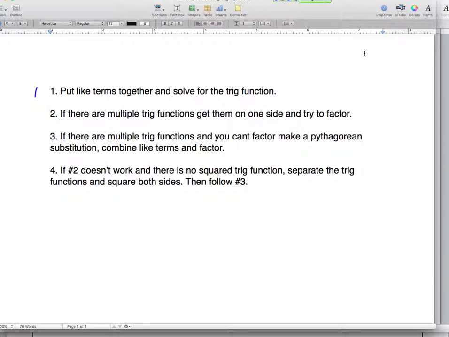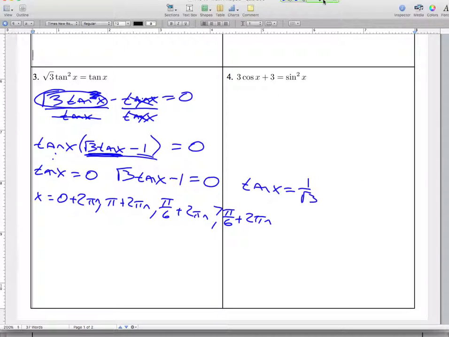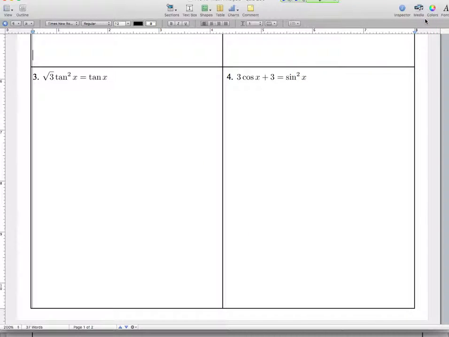So far, the first one we put like terms together. Second one was the same thing. The third one was we got them on the same side and we factored. Obviously, as we move down this list, the difficulty level of the problem increases. So far, we've done 2 of level 1. We've done 1 of level 2. Moving on to the third one. 3 cosine plus 3 equals sine squared.